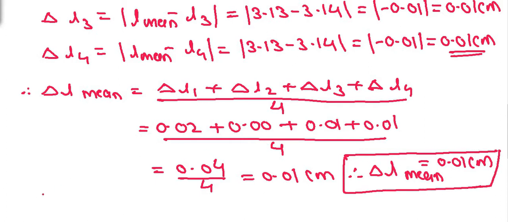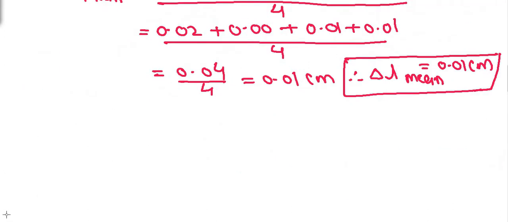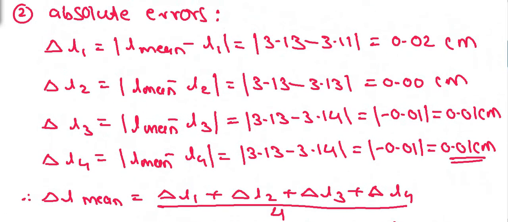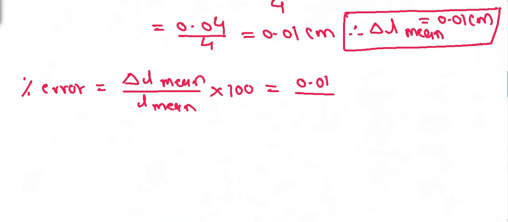Now next we need to find is percentage error in the measurement of length. Percentage error is equal to mean absolute error divided by mean value multiplied by 100, that is equal to 0.01 divided by the mean value. Mean value is 3.13 centimeter, divided by 3.13 multiplied by 100.